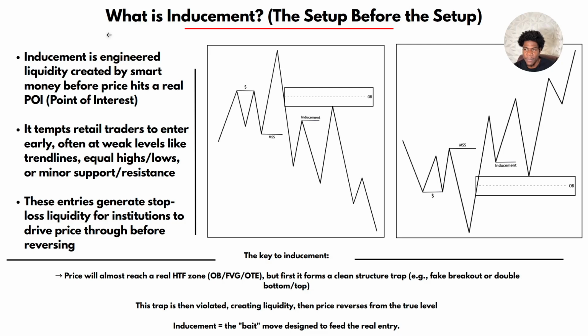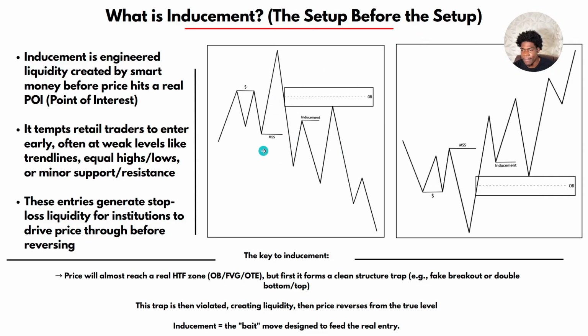What is an inducement? It is the setup before the real setup. An inducement is engineered liquidity created by smart money before price hits a real point of interest. It tempts retail traders to enter way too early. It only forms at weak levels like trend lines, equal highs/equal lows, or minor support and resistance levels. These entries generate stop loss liquidity for institutions to drive price through before reversing lower or higher depending on the trend. Let's go over this simple schematic right here.